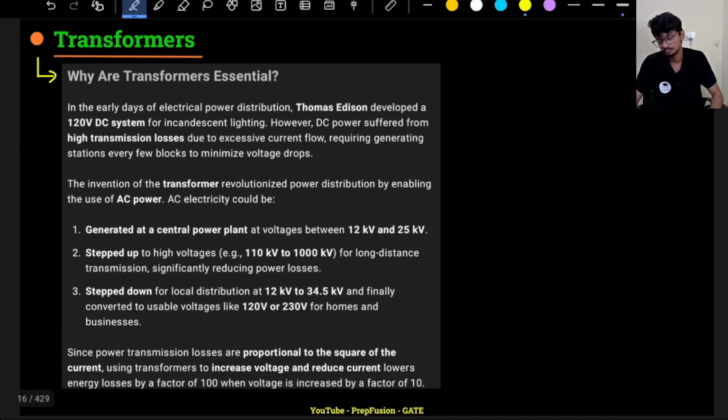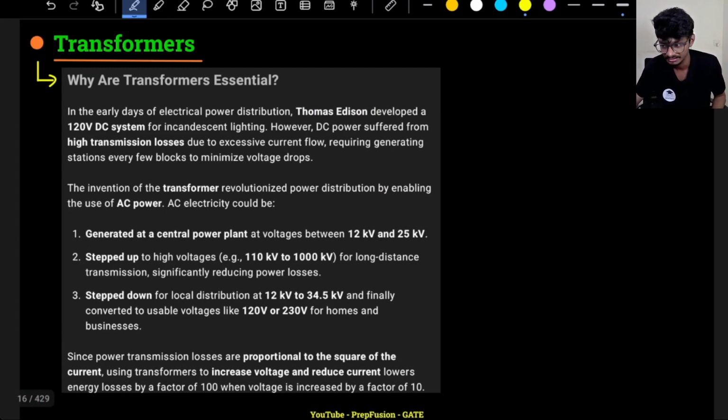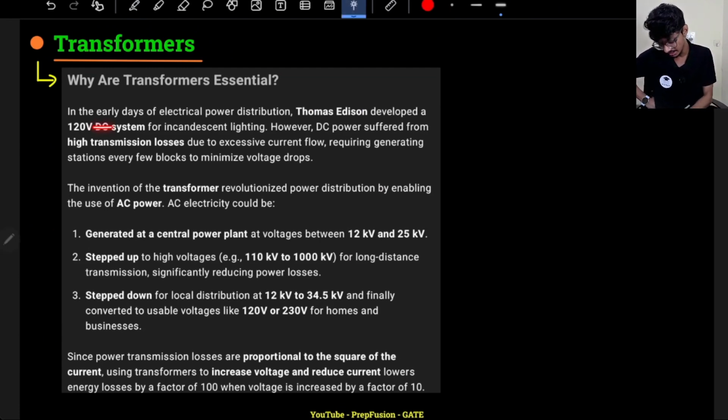Now why is transformer so essential, right? This is the first chapter of machines, and in the first chapter we are studying about transformer. Why is it so important? It is important because in the early days of electrical power distribution, if you have studied a bit of history about current and transformer, Thomas Edison developed a 120 volt DC system for incandescent lighting. However, DC power suffered from high transmission losses, so there were huge losses in the transmission lines, right? Because the losses are very high as constant current is flowing through the resistor, but in AC it is RMS current.